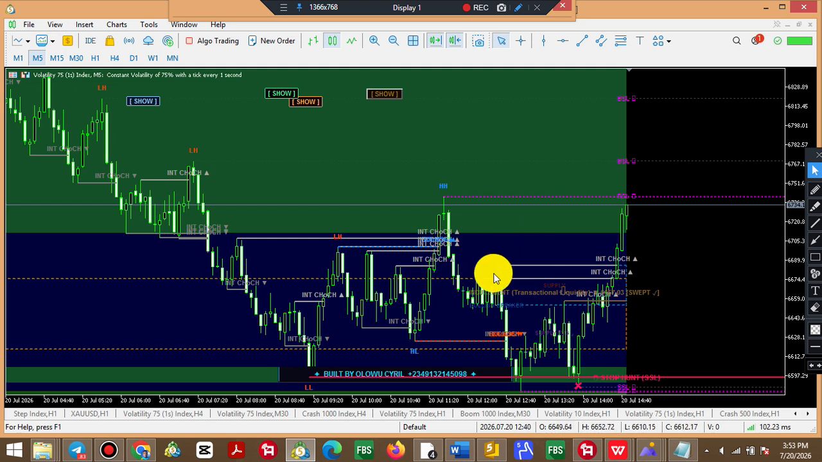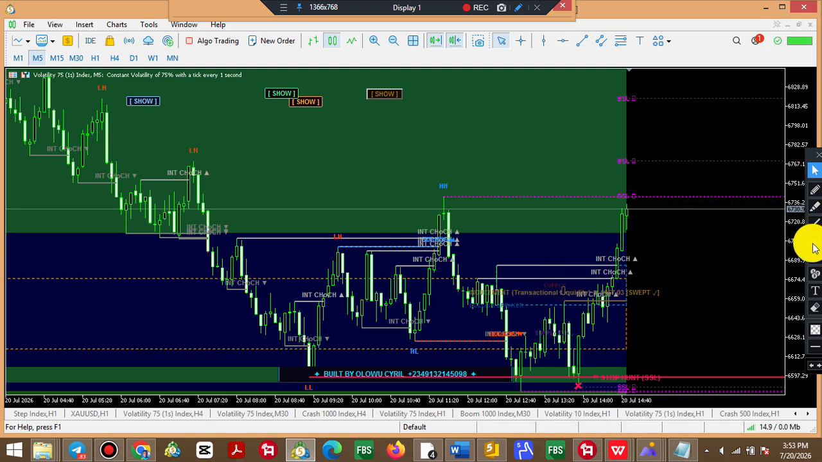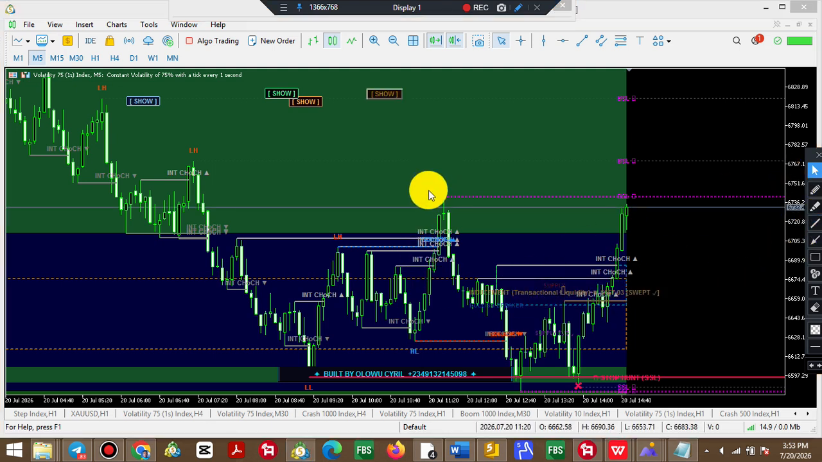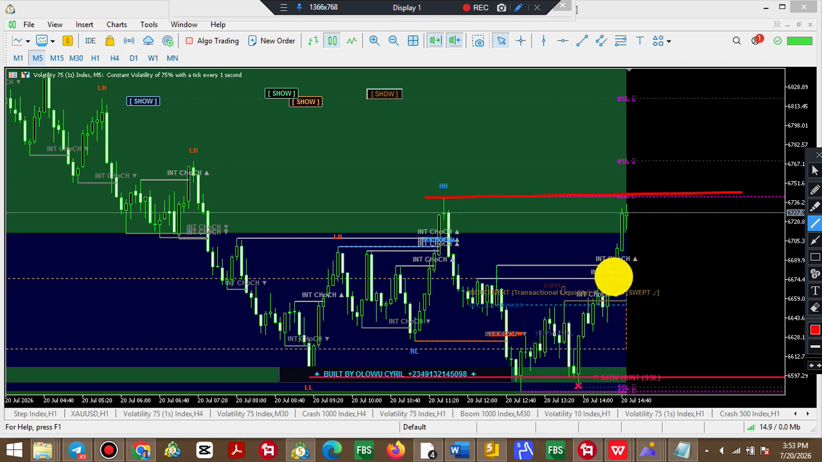Exactly. So this break of structure creates an order block here. If you go down to your 1 minute time frame, already this is an order block. But for the M5 now, this is where the original block is. So if it breaks here, we are expecting it to come to our 1 minute entry order block. That is where we are seeing our breaker block on 1 minute. That breaker block on 5 minutes aligns with the 1 minute order block.